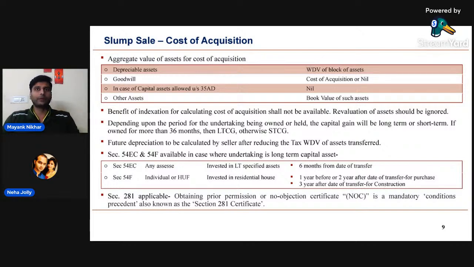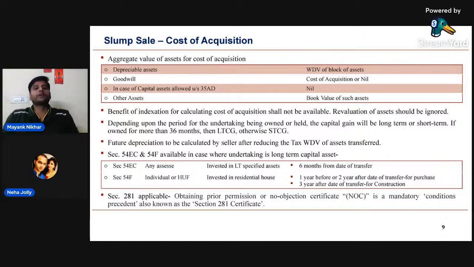Right? Now, for capital gain, there is a concept of indexation if it is a long-term capital gain, that is, if the assets were held for more than 36 months. Obviously, the period has been revised for some other classes of assets which have different periods, but for undertaking slump sale, it is still 36 months. So, if the undertaking was more than 36 months old, ideally indexation should have been provided, but for slump sale, the benefit of indexation is not available. Also, if the assets were revalued, it has to be ignored.